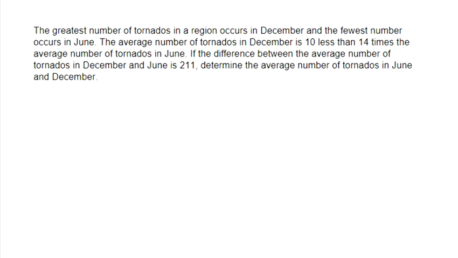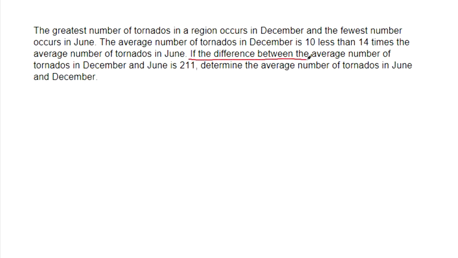The greatest number of tornadoes in a region occurs in December, and the fewest number occurs in June. So the average number of tornadoes in December is 10 less than 14 times the average number of tornadoes in June. Okay, actually, I think this is the key sentence here.